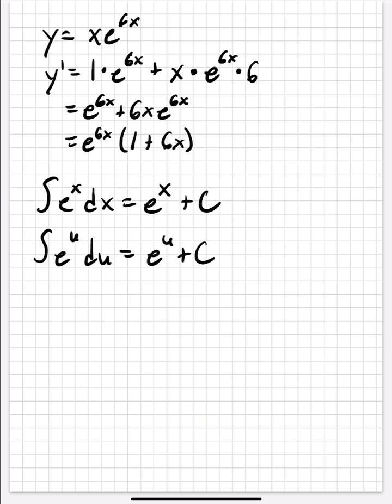So let's do one. So let's say that I have the integral of e to the 3x plus 1 dx. Okay. And I want to integrate this. Well, I'm going to have to use u-du substitution. So I'm going to let my u be 3x plus 1. So that makes my du, the derivative of 3x plus 1, be 3 dx.